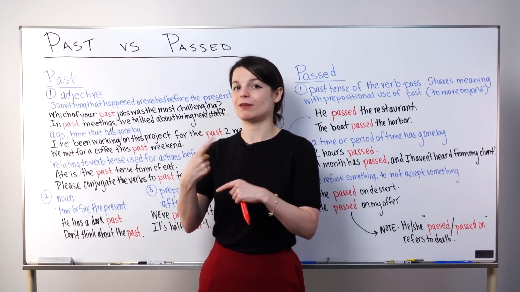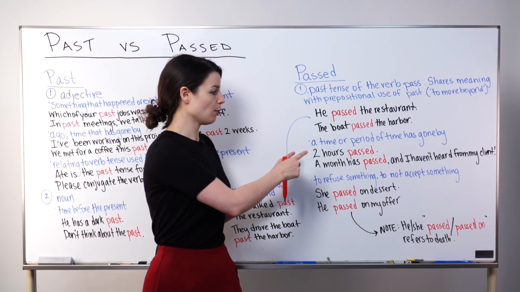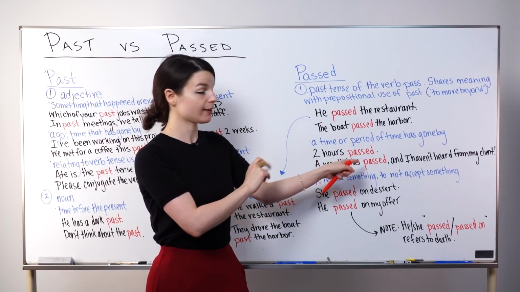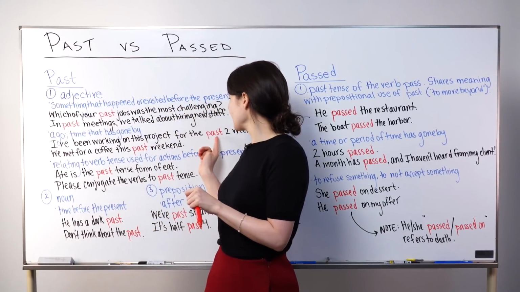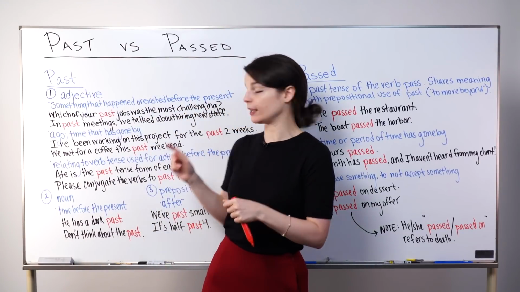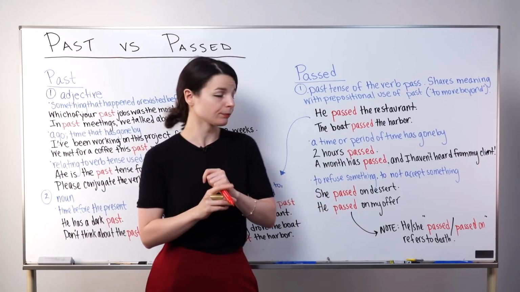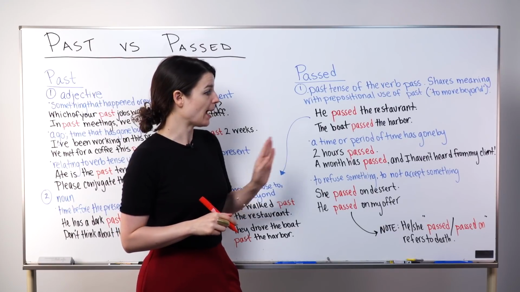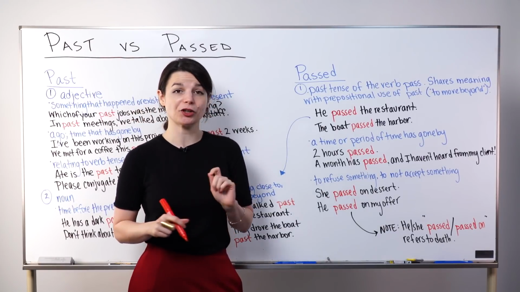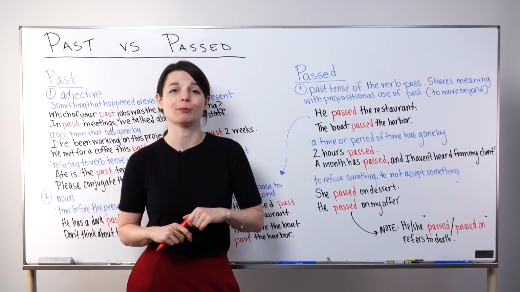So again, this may be a point of some confusion, but keep in mind verb form, 2 hours passed, the verb is coming after the time period, and past 2 hours or 2 weeks, your adjective is coming before your time period. Let's look at one more example. A month has passed and I haven't heard from my client.